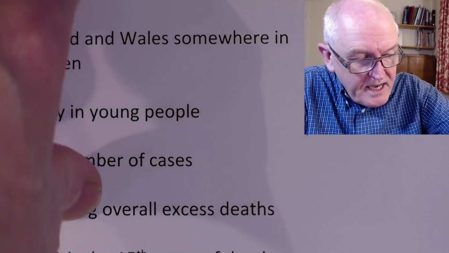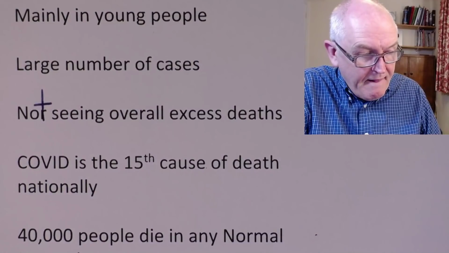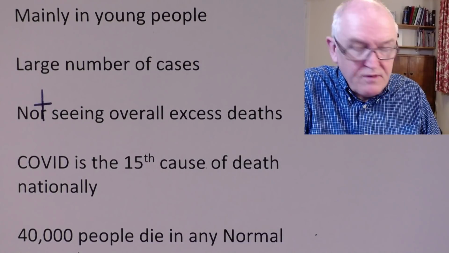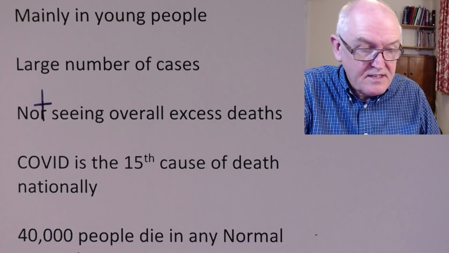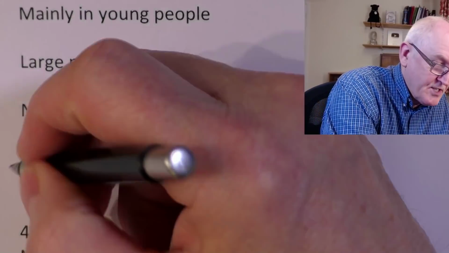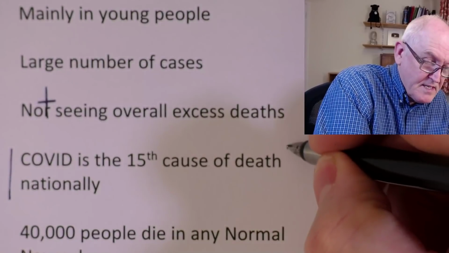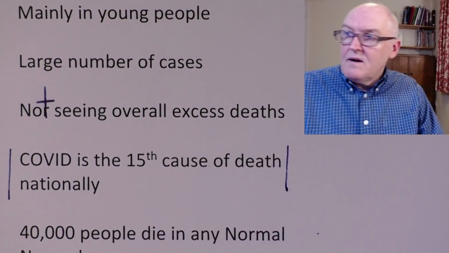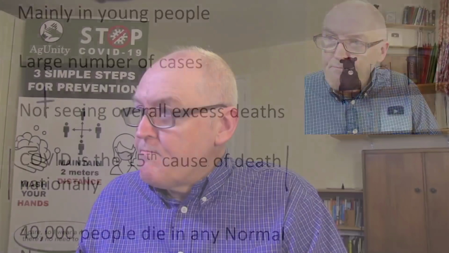40,000 people die in any normal November. And he's saying that that's roughly where we are at now. The excess in deaths is not high, and COVID is the 15th cause of death nationally. So Tim Spector very much pouring cold water on the panic button there, to mix analogies. He's saying, don't panic about this. The situation is not out of control, and the risks for most people are still low.